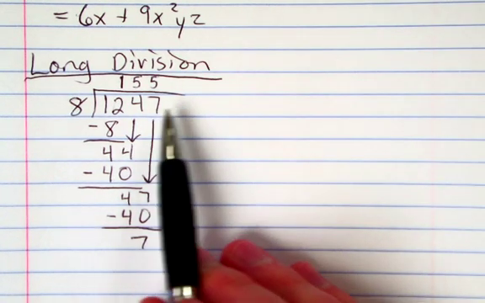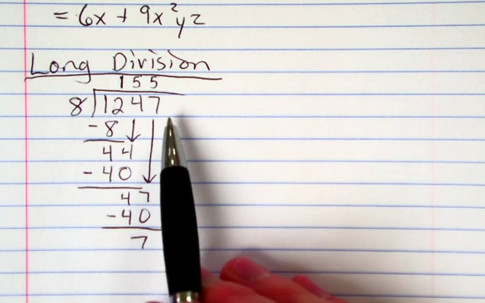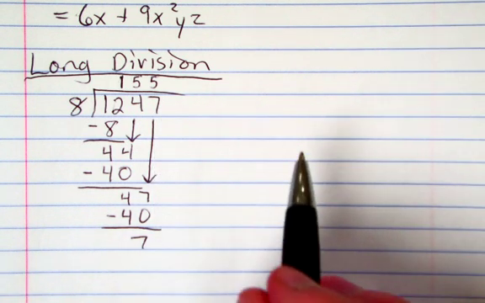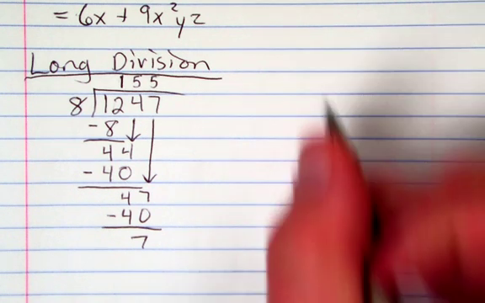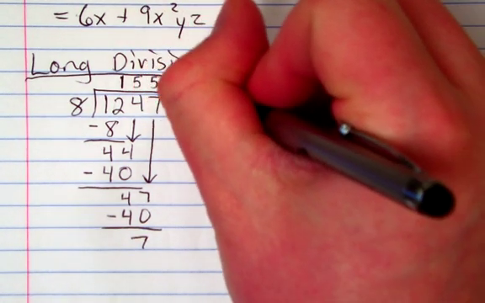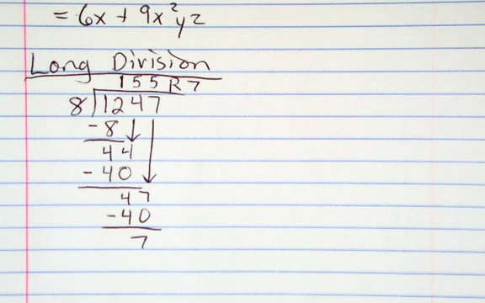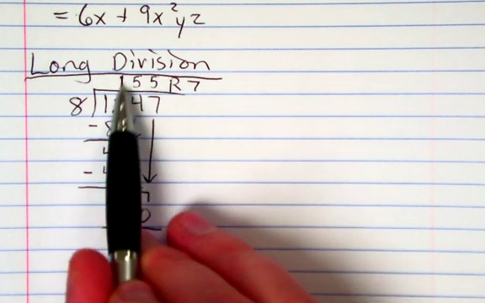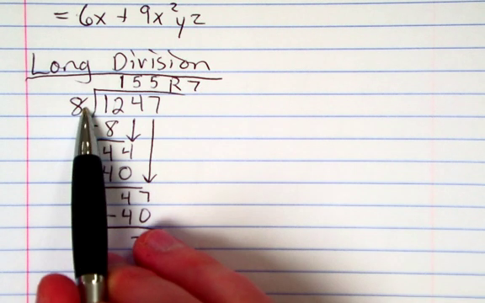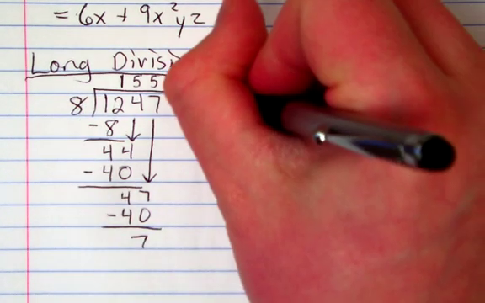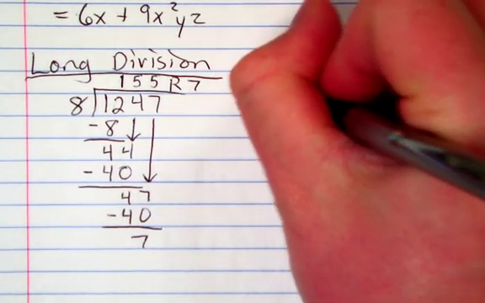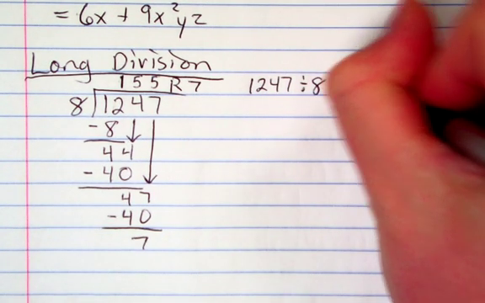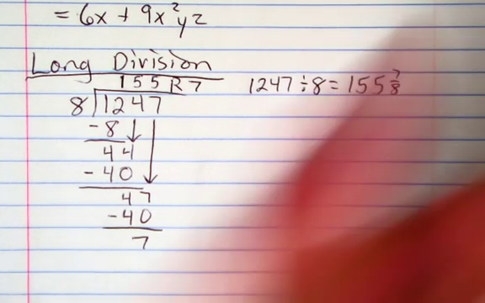Now, we had learned back in grade school or wherever, when we first started learning about decimals with long division, I could put a decimal and some zeros, but I'm going to stick with remainders. So I'm going to put an R here for remainder. My remainder is 7. Now what would this mean? This would mean that I would have an answer of 155 and 7 over 8. So this means that 1,247 divided by 8 is equal to 155 and 7/8.